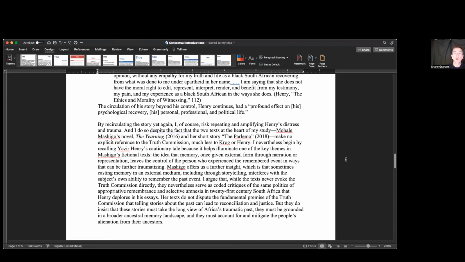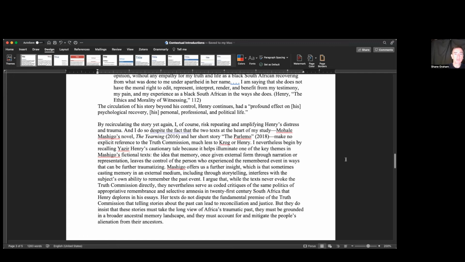I argue that while the texts never evoke the Truth Commission directly, they nevertheless serve as coded critiques of the same politics of appropriative remembrance and selective amnesia in 21st century South Africa that Henry deplores in his essays. I go on to conclude, they do insist that these stories must take the long view of Africa's traumatic past, they must be grounded in a broader ancestral memory landscape, and they must account for and mitigate the people's alienation from their ancestors.